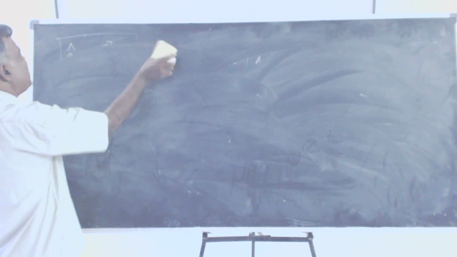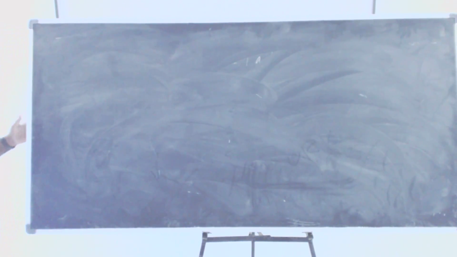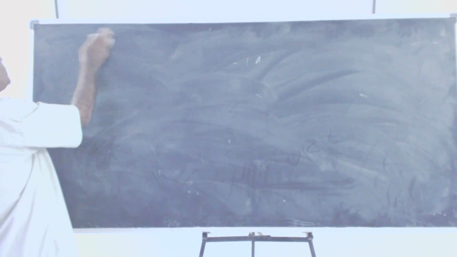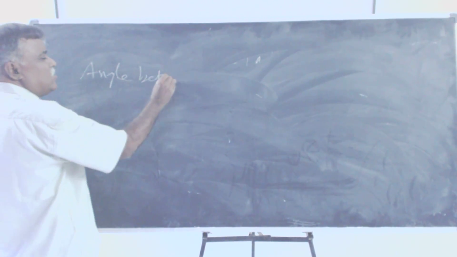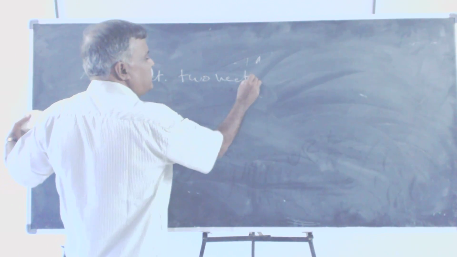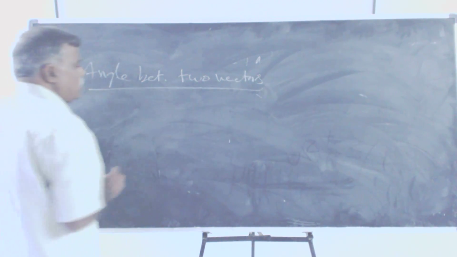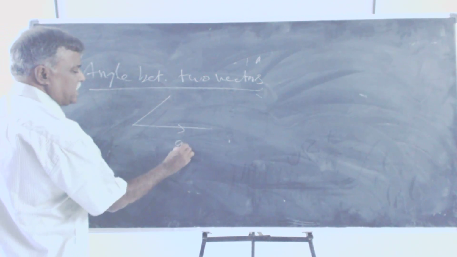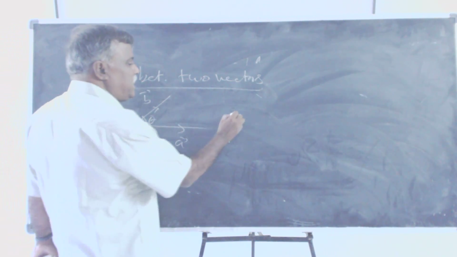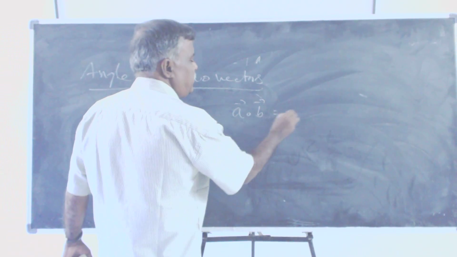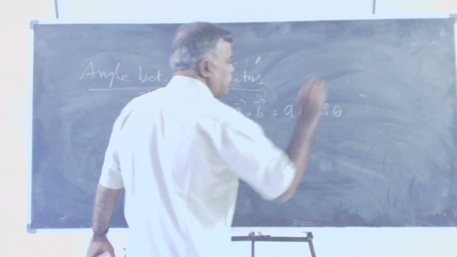What are the possibilities for dot product? Positive, negative, 0. When is it positive? When theta is acute. When is it negative? When theta is obtuse. So the angle between two vectors formula we are going to derive. Now this is a vector, this is b vector, angle is theta. Now a dot b definition says what? ab cos theta.